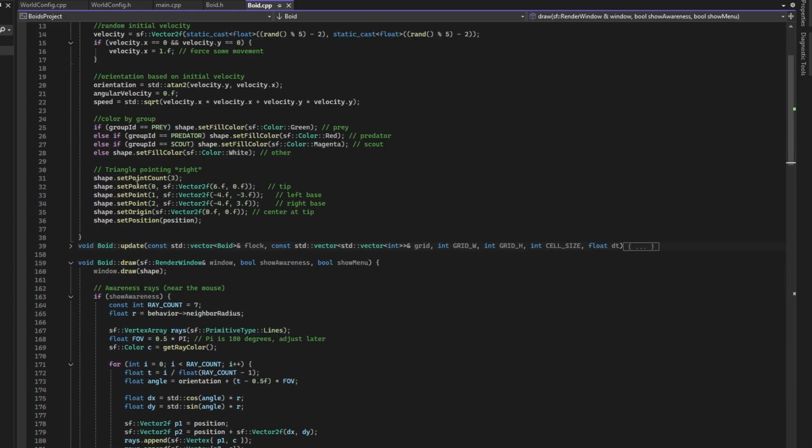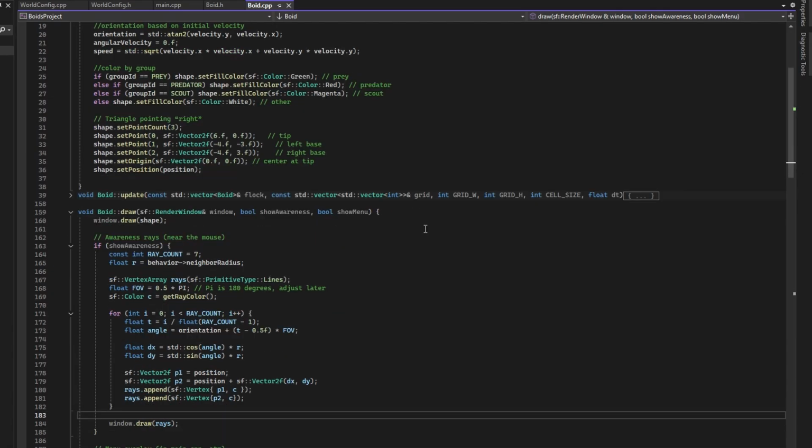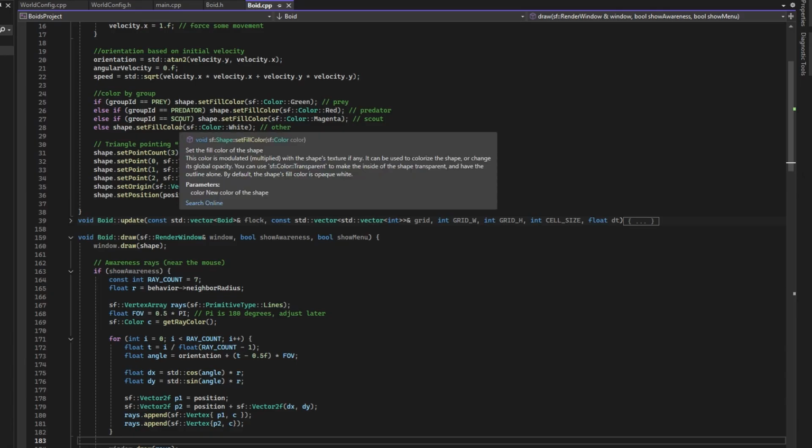This is just drawing them as a triangle. They're 6 pixels tall. Well, from their origin is at 0, so they're 6 pixels tall. Actually, I guess 10 pixels tall and 6 pixels wide. Their color is dependent on their species, which is their group ID.